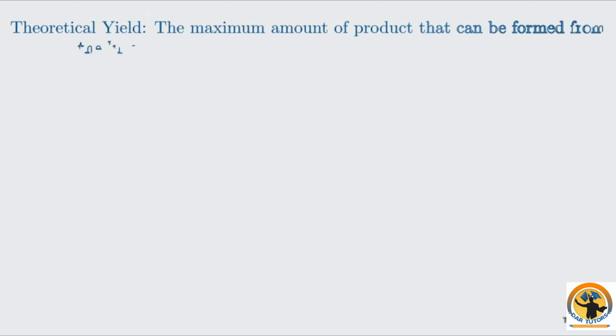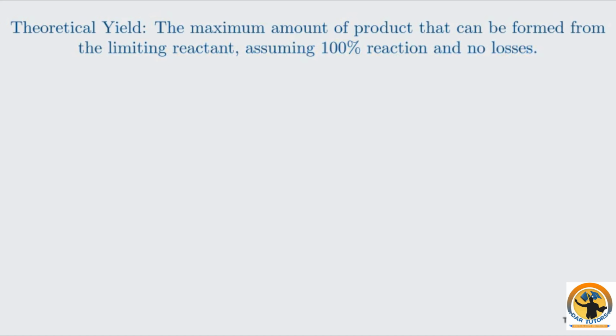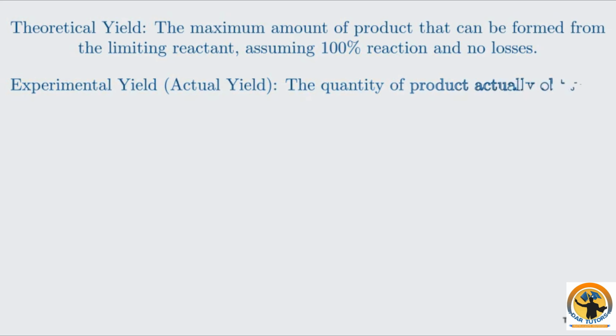Now let's turn our attention to percentage yield. While determining the amount of product formed from a limiting reactant is a theoretical calculation, in reality, we don't always get that maximum amount. The theoretical yield is the maximum possible amount of product we could get if all the limiting reactant reacted perfectly, with no losses. The experimental yield, also known as the actual yield, is the quantity of product we actually obtain in the lab.